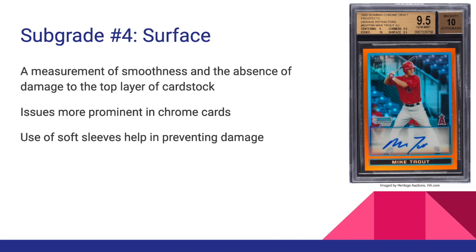And we'll wrap that part up with the surface. So just looking at the top layer of a card, how smooth is it? Does it have any scratches? Does it have any indentations, any dimples, any refractor lines? Sometimes on some of the refractors, there might be print lines that come straight from the manufacturer. These are particularly problematic in cards that have X-fractor or prism type of technologies to them.